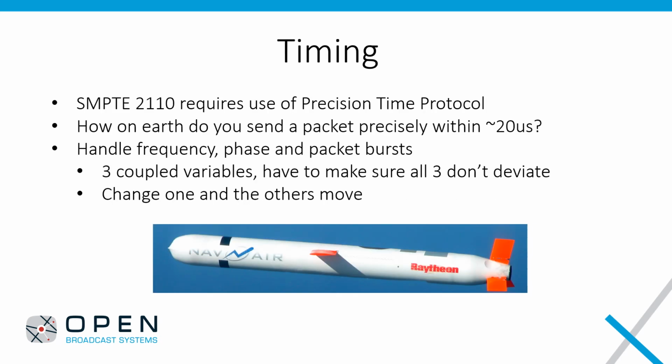Timing, unfortunately, I'm not going to be able to really go into the subtleties of precision time in 2110, but the key question from a software engineer standpoint is how on earth do you send a packet precisely within 20 microseconds or some number like that? You've got three things to deal with. Frequency, so you've got to send video frames exactly at the correct clock frequency. You've got to handle phase, so you've got to get the first packet of the video frame transmitted exactly at the right time. And packet burst, so this isn't analog, so you can't just burst packets on the wire.